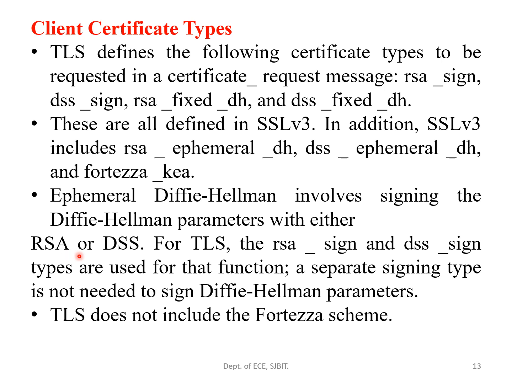Consider RSA and DSS for Transport Layer Security. The RSA and DSS types are used for the signing function. A separate signing type is not needed to sign Diffie-Hellman parameters. And Transport Layer Security does not include the Fortezza schemes. So you are not going to include the Fortezza schemes in Transport Layer Security.